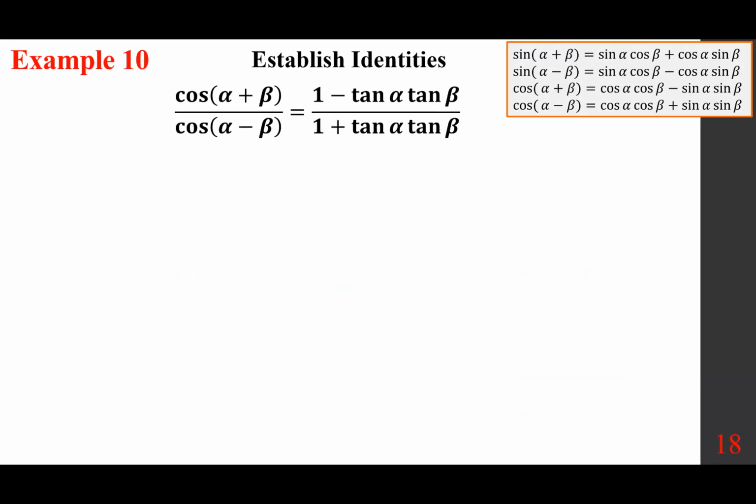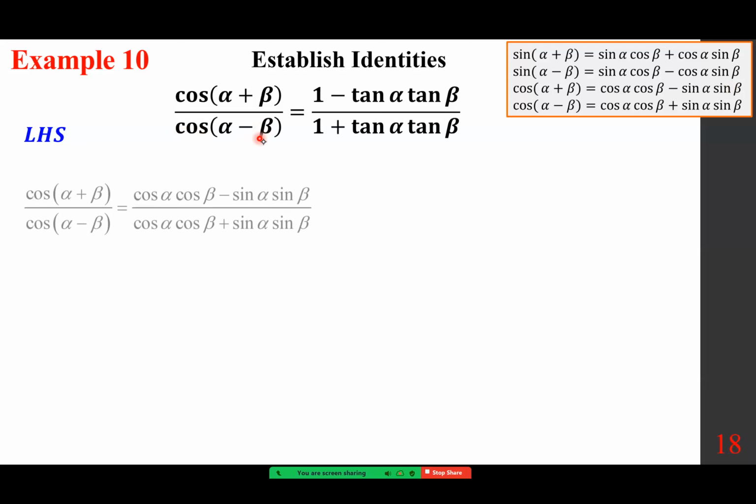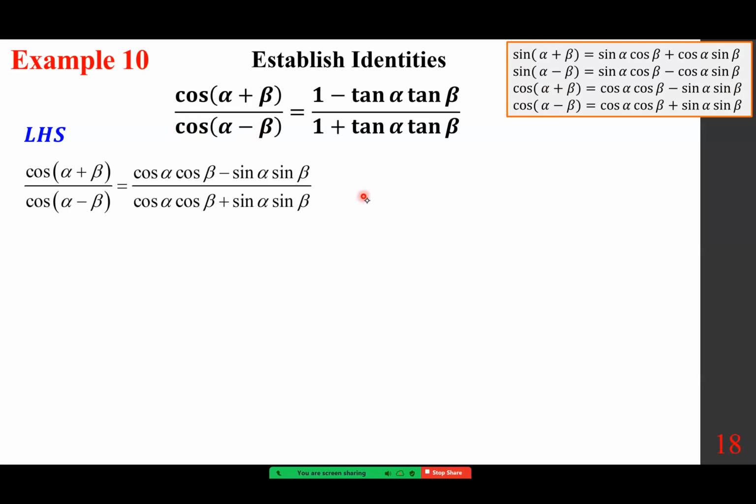All right, we want to establish this identity. We start from one side, and in this case, I think it's easy to see that we can start with the left-hand side, write each one and expand it. So the left-hand side, cosine of alpha plus beta goes at top. Cosine of alpha minus beta goes at the bottom. Just write the two. So cosine alpha cosine beta minus sine alpha sine beta over cosine alpha cosine beta plus sine alpha sine beta.